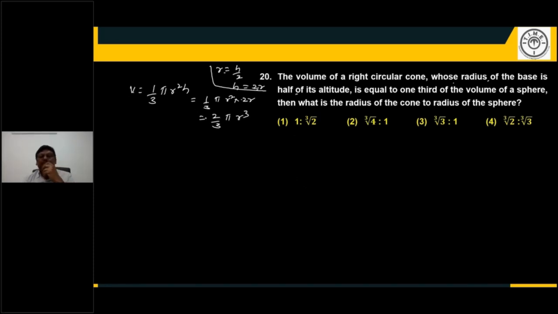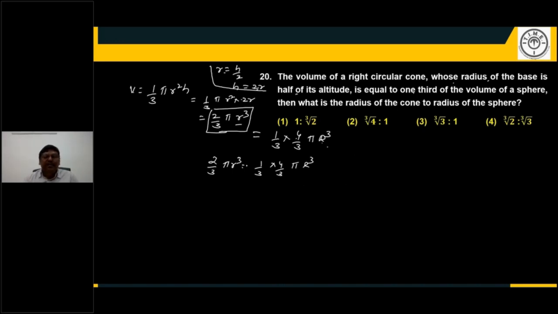This is the volume. Now, this is equal to what it says, 1/3 of the volume of the sphere. Students, 1/3 of the volume of the sphere. What is the volume of the sphere formula? 4/3 pi R cube. Let me say the radius of the sphere is capital R, because you should not get confused with this r. So here, 2/3 pi r cube equals 1/3 into 4/3 into pi into R cube.